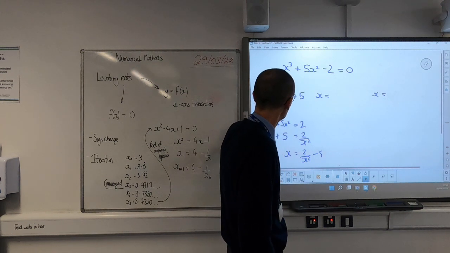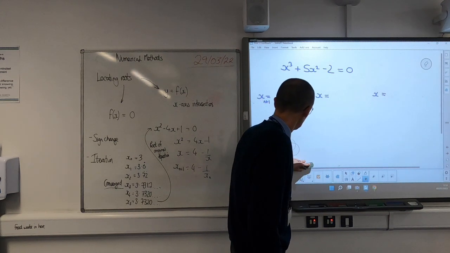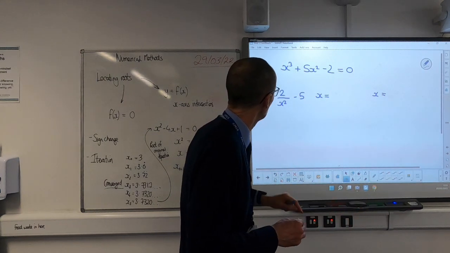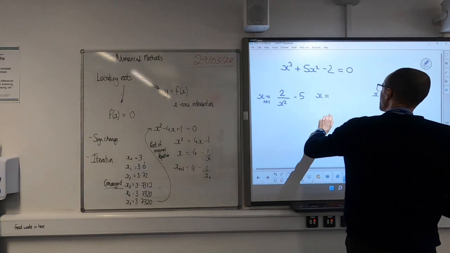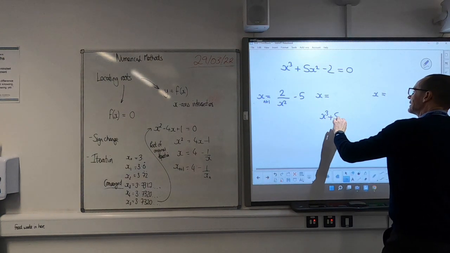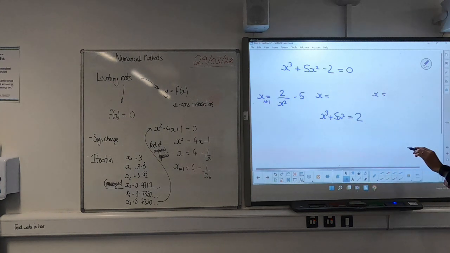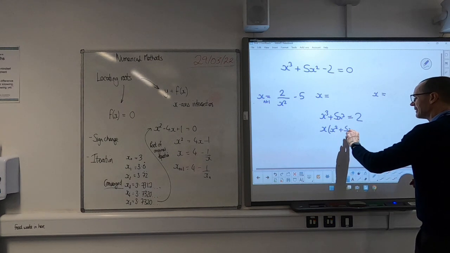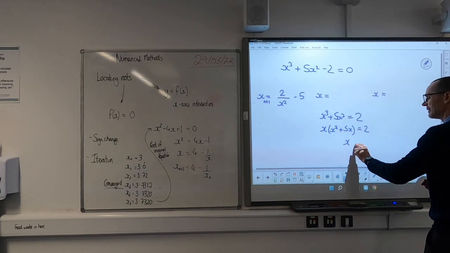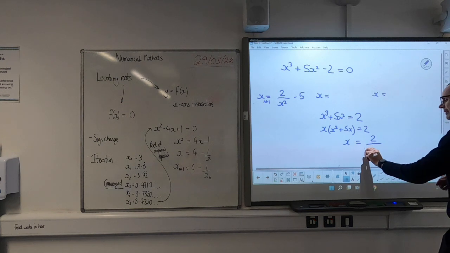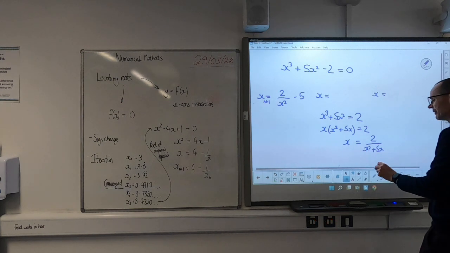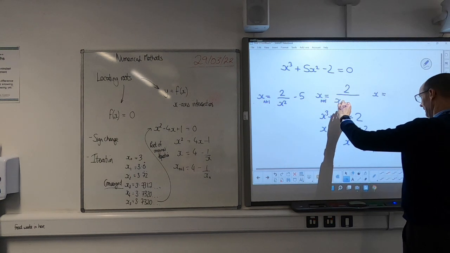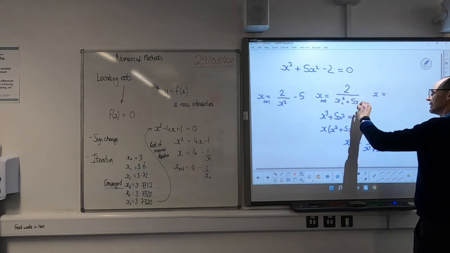Go on, Grace, you got another rearrangement? 2 over x squared plus 5x. So talk me through how you did that one. Plus 2, taking x off and then divide by 5x. Fantastic. So we've got x(n+1) is 2 over x(n) squared plus 5x(n).